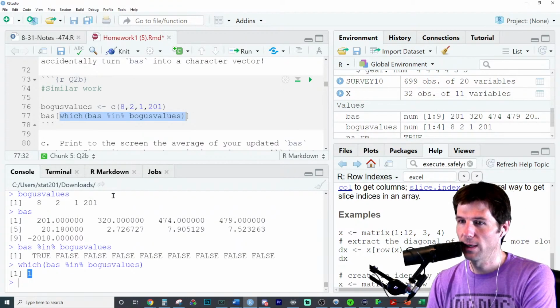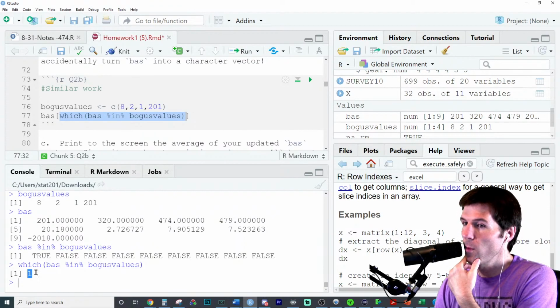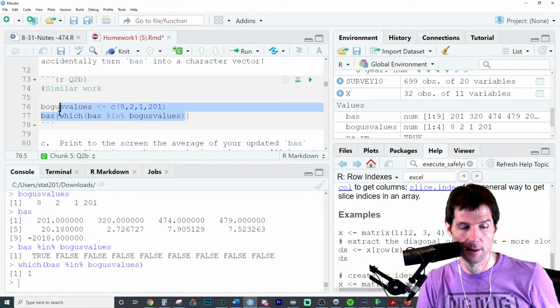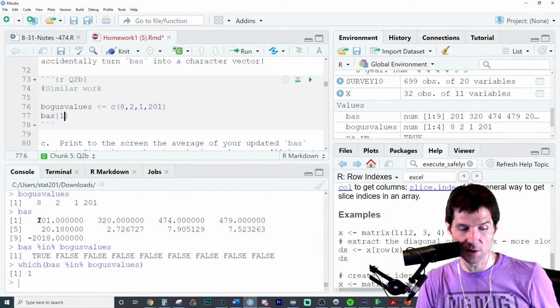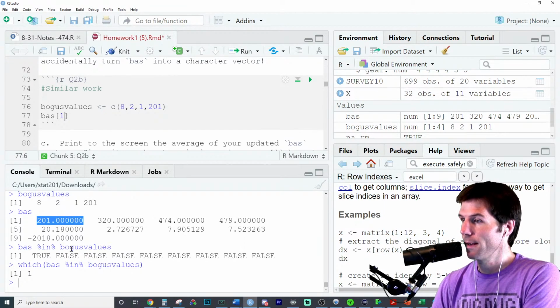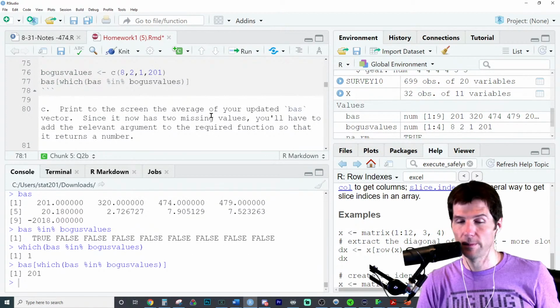What is this going to return right here? Thoughts? Remember, this is just 1 right here. So all this up here is 1, and you can see what the BAS vector is. So what's that going to return? It's going to return the bogus values, the things in the positions of the bogus values. And when we run this code, it's just going to return 201.